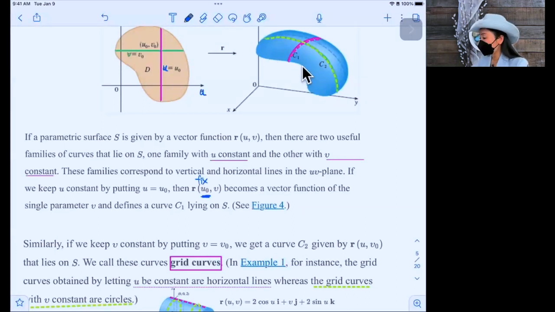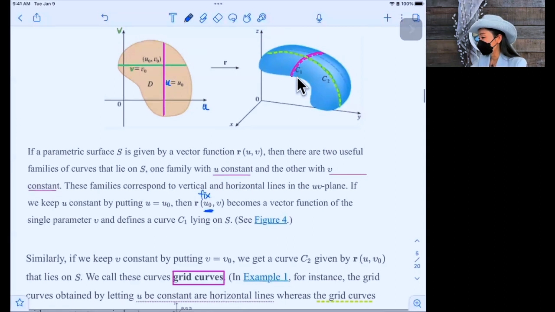Let's call this curve C1. C1 is going to change only as the v changes. U is going to be fixed. This is called a grid curve. So this is the grid curve, this pink one here mapped to this.